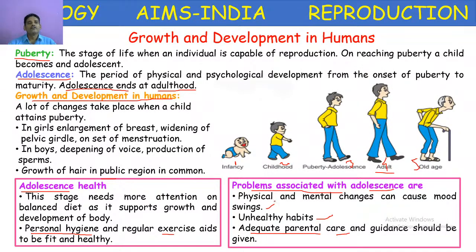So this is growth and development in humans. About the reproductive system, the concept is not included. The next we'll see.